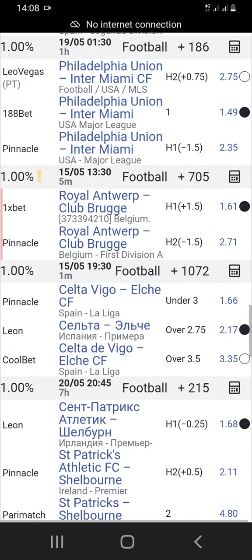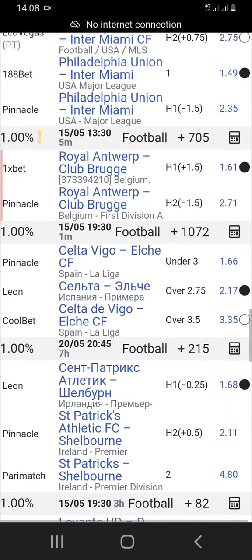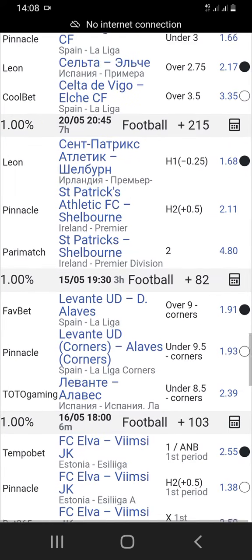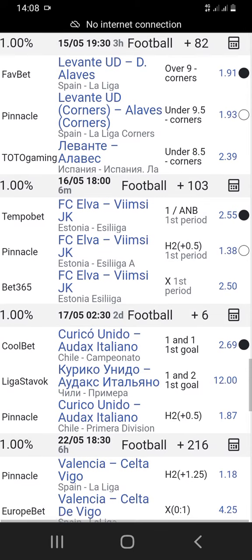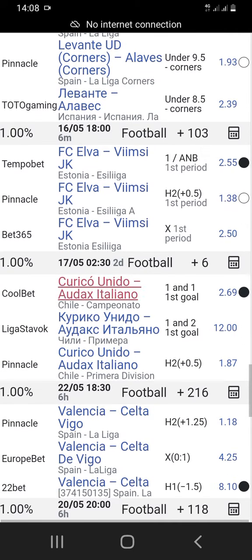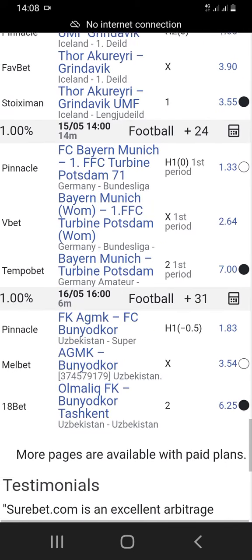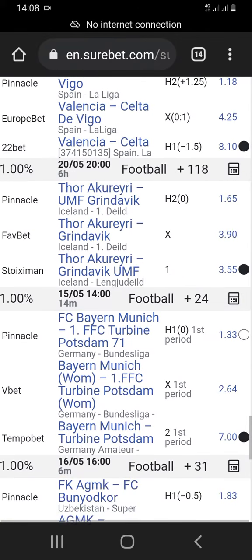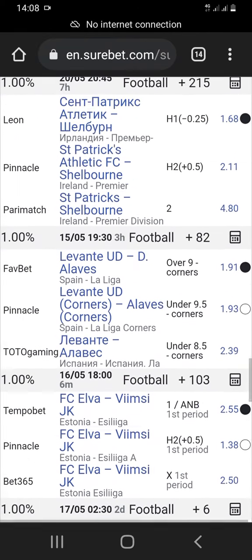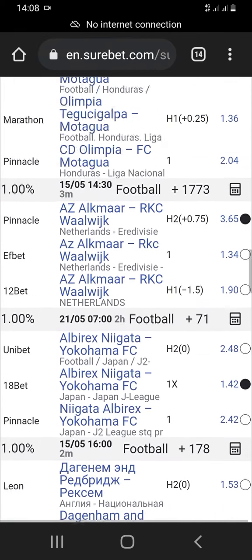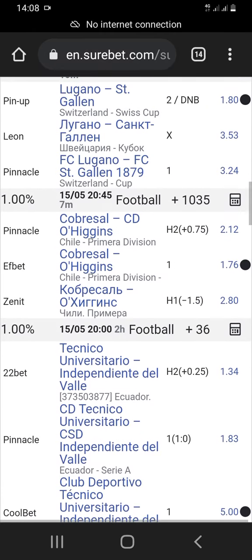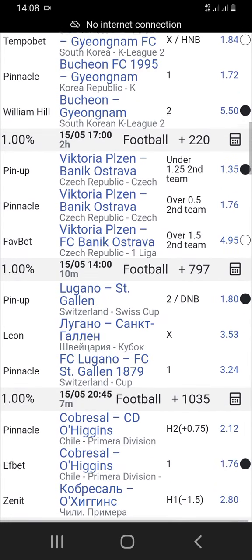And then that's that about Surebet. You see, they have a lot of these things. These are free. That's if you're looking for free arbitrage softwares. You can see these ones now. These ones are for free, and you can make your money from it.